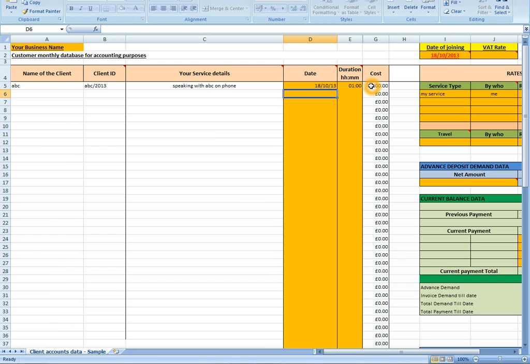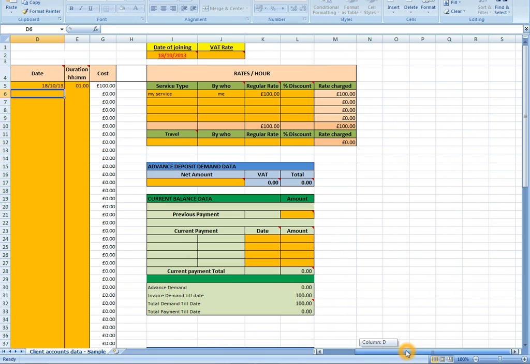This is the cost implication based on the rates we charge, that is £100. So if we give a discount of 20% over there, it should go to £80. There it is, £80. So that's correct.